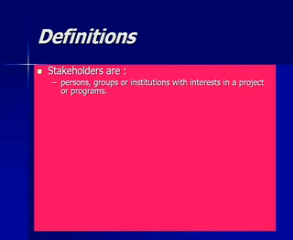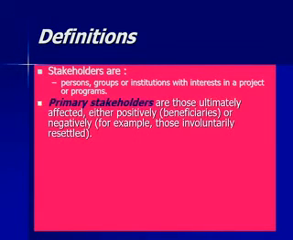A stakeholder can be defined as persons, groups or institutions with an interest in a project or program. It may even be a policy. We can divide them into two or three categories. Firstly, the primary stakeholders: those ultimately affected, either positively or negatively, directly and not indirectly. They are the most important, in the center of it, and you have to consult them. Those are called primary stakeholders.